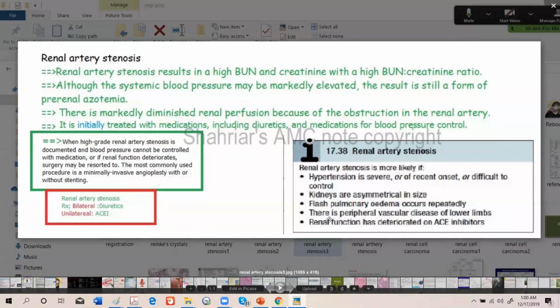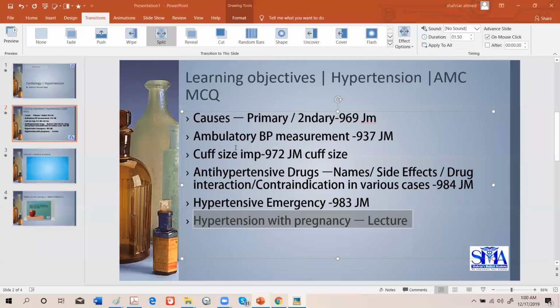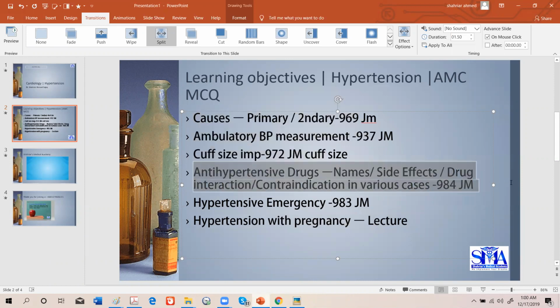Before we leave, let's go back to our chart. What we learned: causes, ambulatory blood pressure measurement curve, antihypertensive drug side effects and all these things, that particular table. Hypertensive emergency is this one, and hypertension with pregnancy. The things I just talked about in the lecture, mild to moderate and severe and some emergency cases. I hope you enjoyed this part.